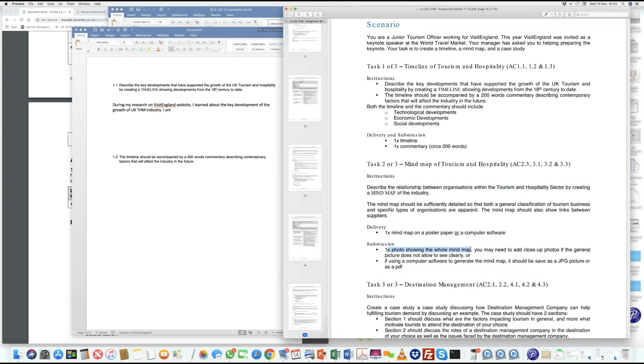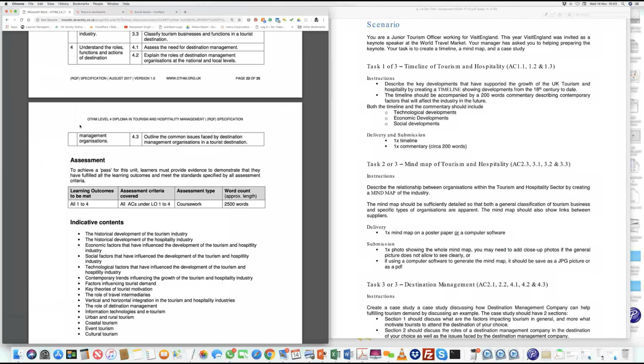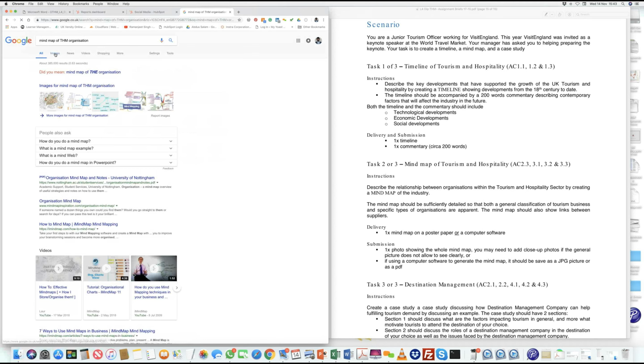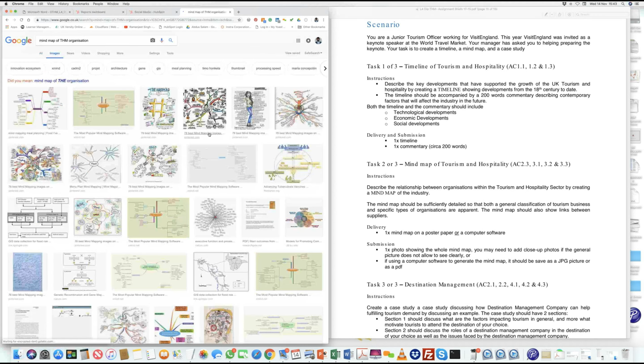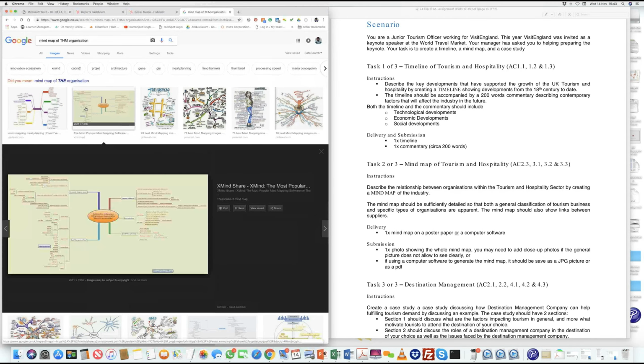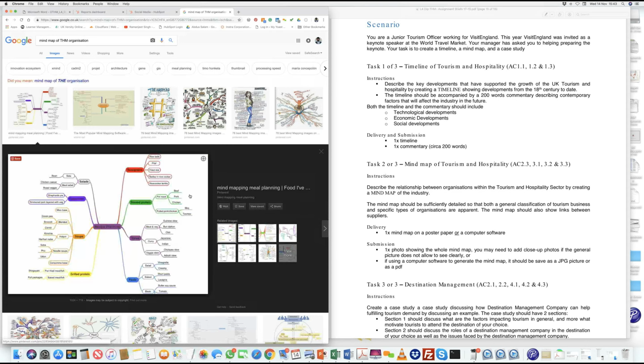So here you could use a photo showing the whole mind map. You need to add 2 closer photos in general. So if I'm a bit smart, to be honest, I'm going to go and type on Google a mind map of THM organizations, and in 9 out of 10 times you would probably get something which you can pick up and then explain in terms of how this mind map is working. So if you see, this is recipe planning, not the same thing, but you get a general idea, this is like a mind map, right?